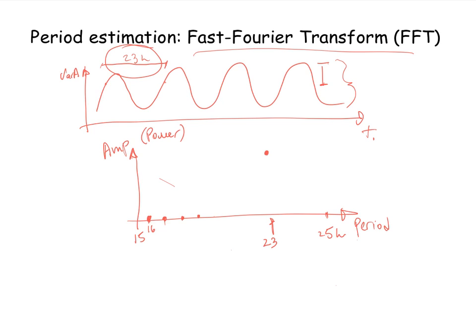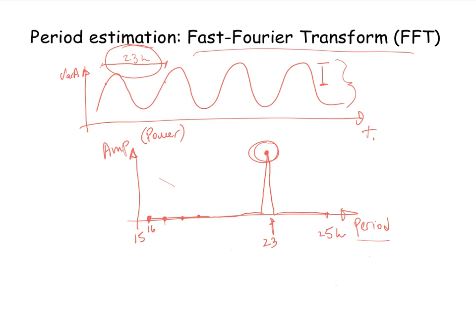Sometimes instead of period you will plot frequency here, so it will be one cycle per X amount of time. Remember that period is the inverse of frequency, but the point is exactly the same. What you will do is then you will merge these points, and in this case, where you have a very accurate oscillation with a 23-hour period, you will see only a peak at 23 hours, right?